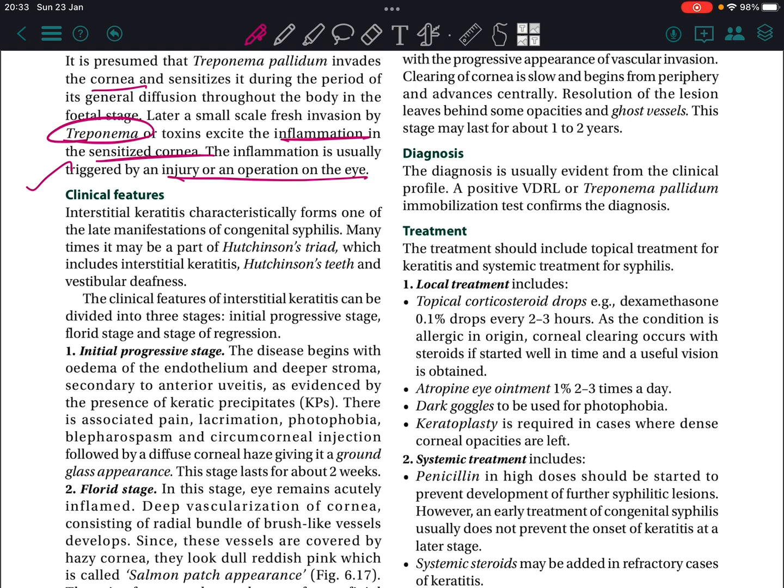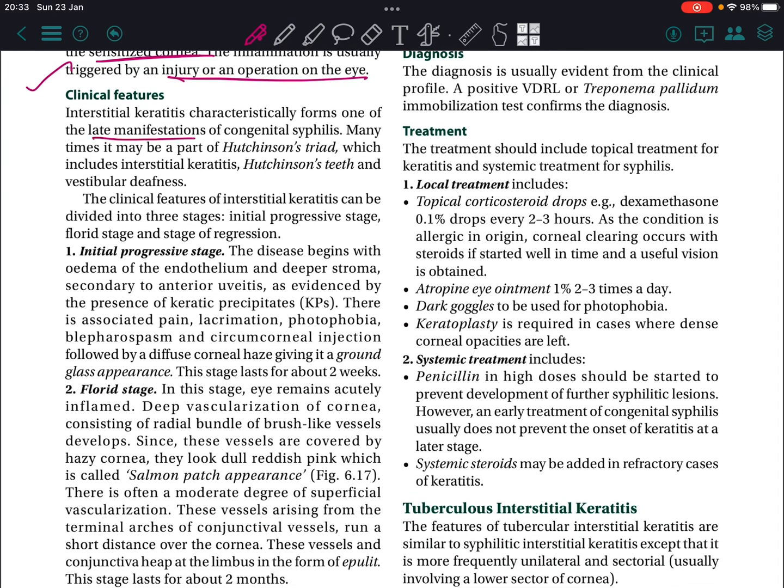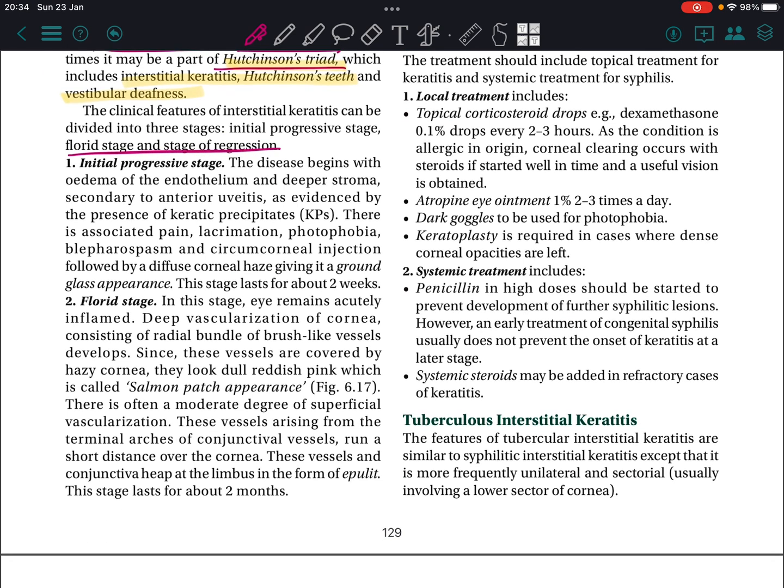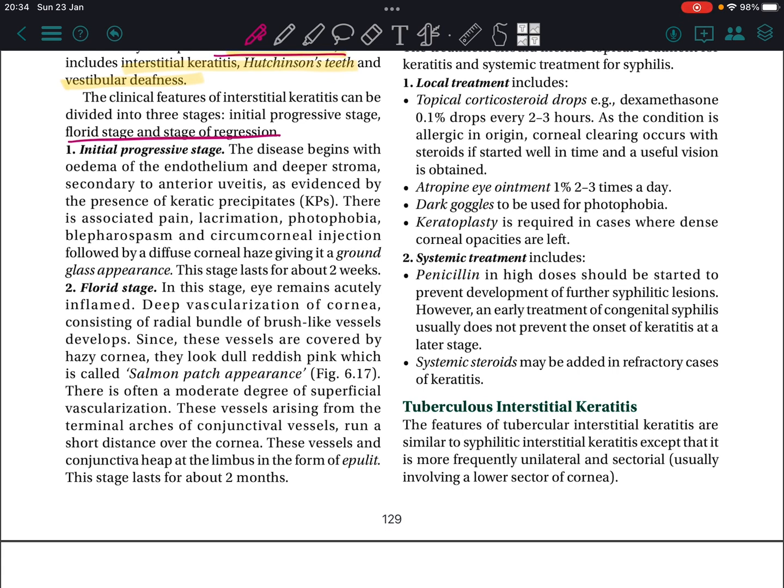Clinical features: interstitial keratitis characteristically forms one of the late manifestations of congenital syphilis. Many times it may be a part of Hutchinson triad, which includes interstitial keratitis, Hutchinson teeth, and vestibular deafness. Clinical features of interstitial keratitis may be divided into three stages: initial progressive stage, florid stage, and stage of regression. Initial progressive stage: the disease begins with edema of endothelium and deeper stroma, secondary anterior uveitis as evidenced by presence of keratic precipitates.